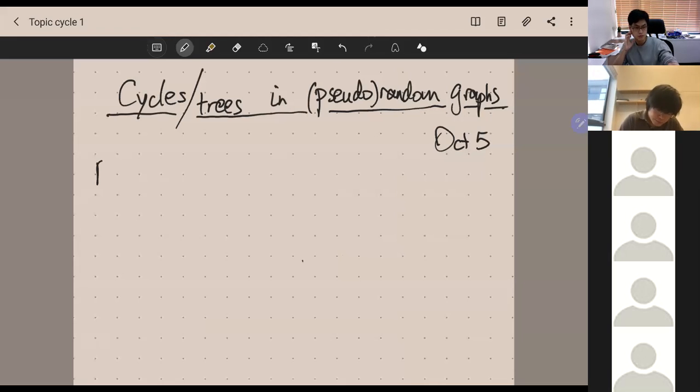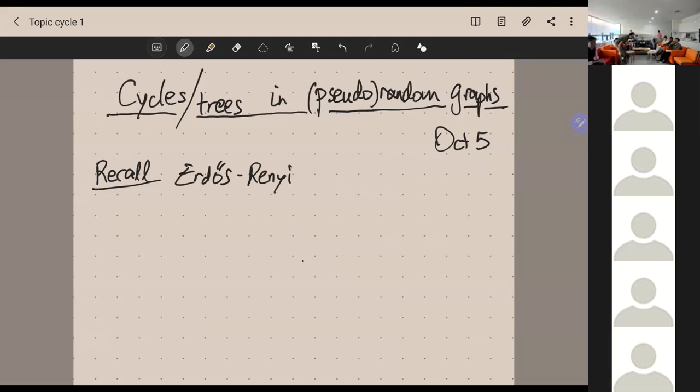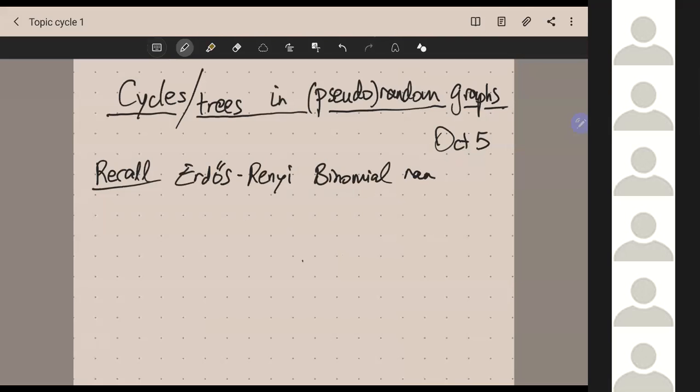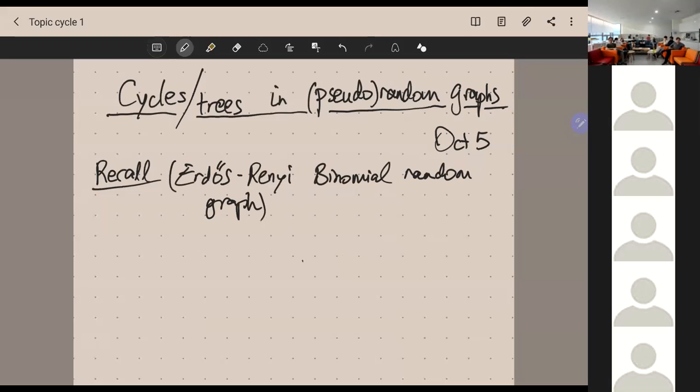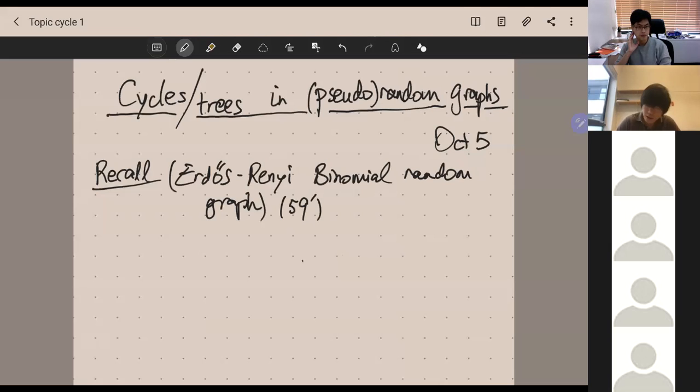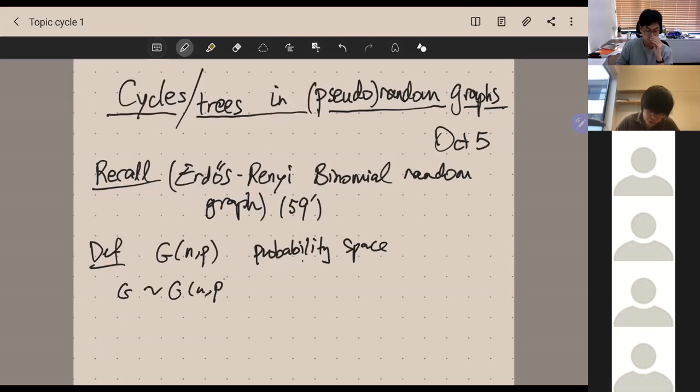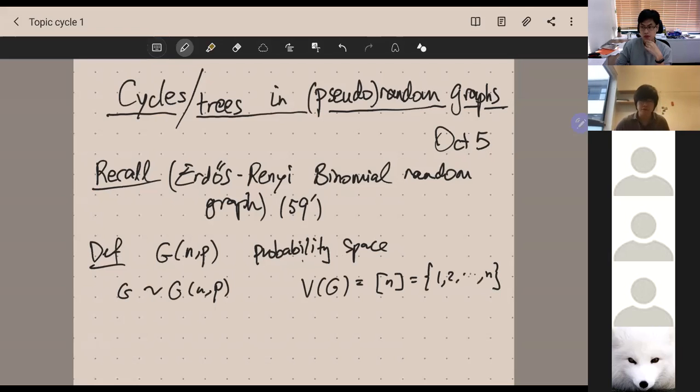Okay, so, Erdős-Rényi binomial random graph. It started from their work from 1959, actually. As a formal definition, we write GMP is actually a probability space such that when you draw a graph according to this space, then the vertex set is, I will use bracket n to indicate the first n integers, let's say on n vertices, we fix n vertices, and every pair is added with probability p, okay?